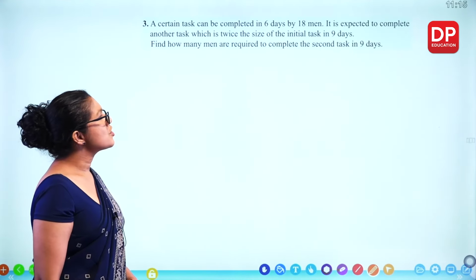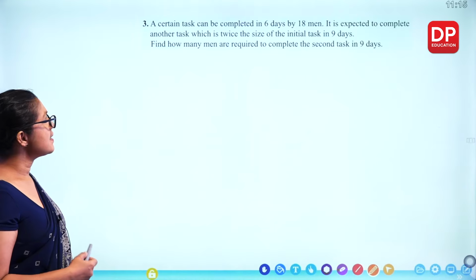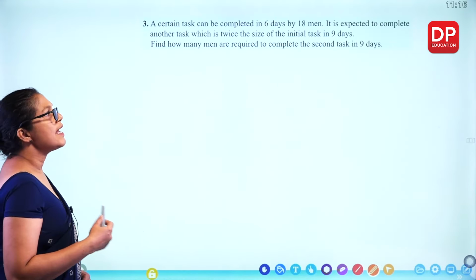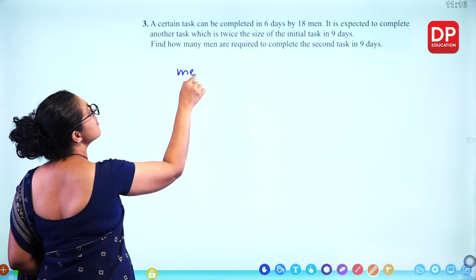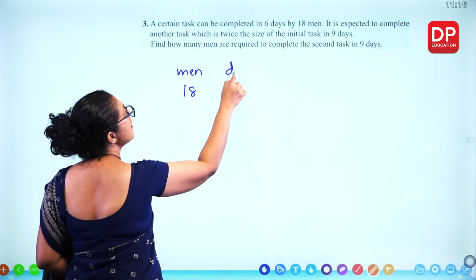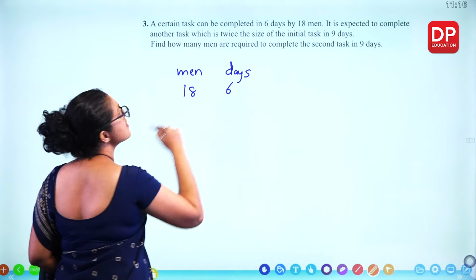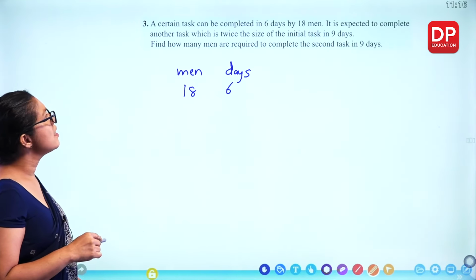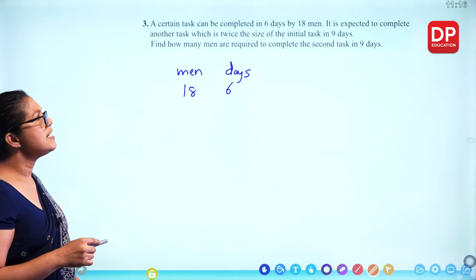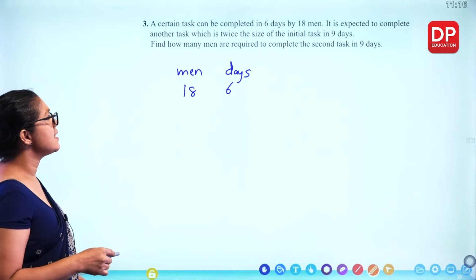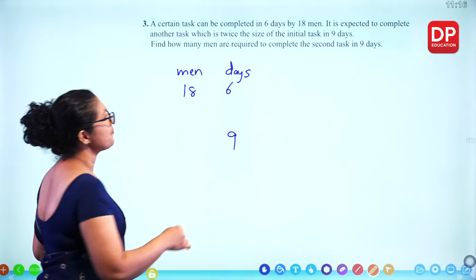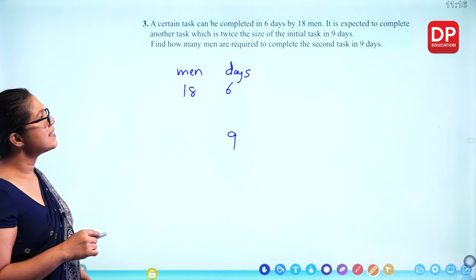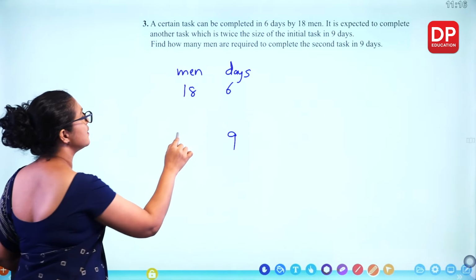We'll look at the third question. It says a certain task can be completed in 6 days by 18 men. 18 men, 6 days. It is expected to complete another task which is twice the size of the initial task in 9 days. Find how many men are required to complete the second task in 9 days.